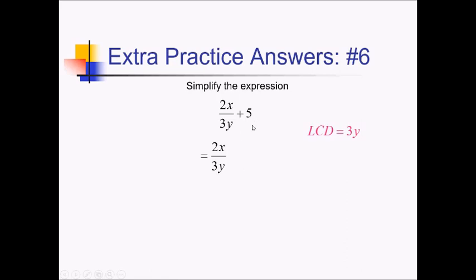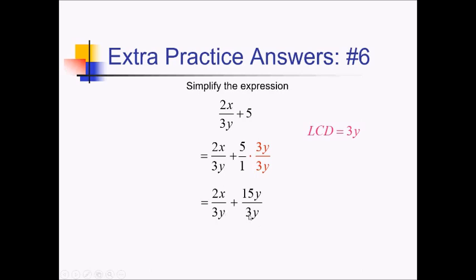But 5 over 1, to get a 3y downstairs there, I'm going to have to multiply by 3y over 3y. And I'm doing it over itself because I'm really just multiplying by 1 here, so that doesn't change the value. So now 2x over 3y, again, we'll just rewrite that, nothing changed. This next one, though, let's multiply this out. So that's going to be 15y squared over 3y.